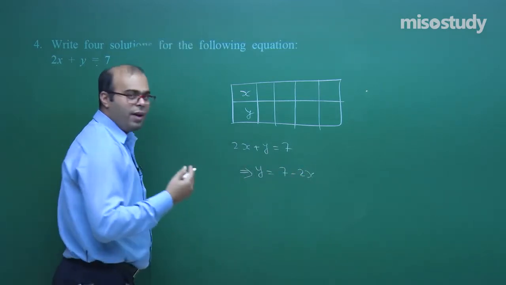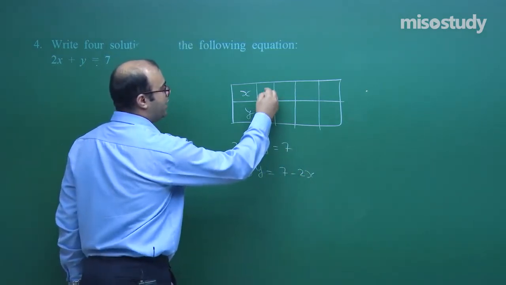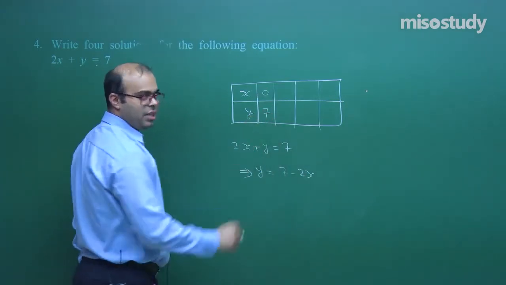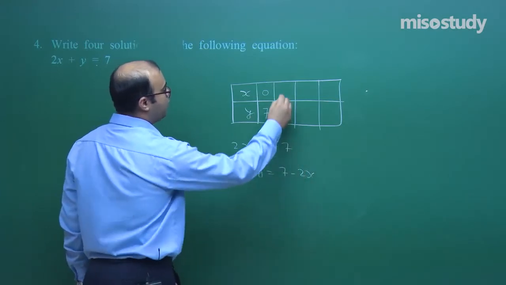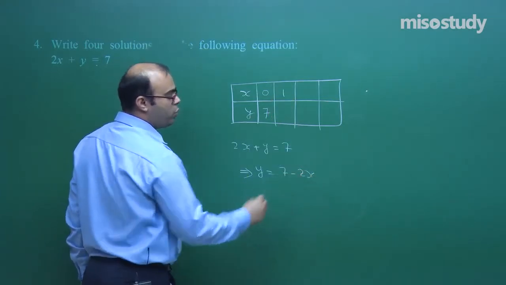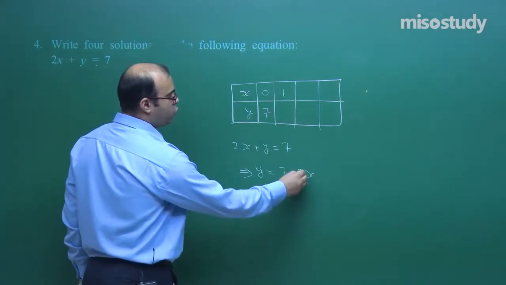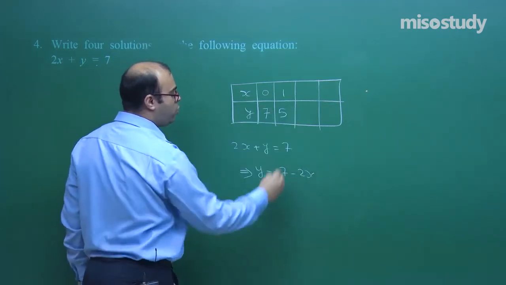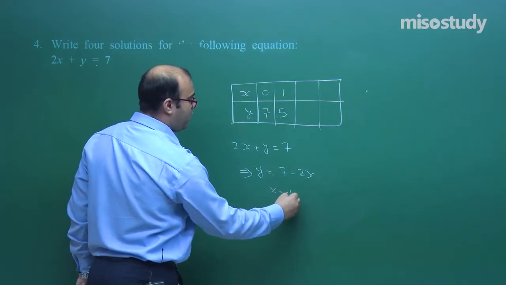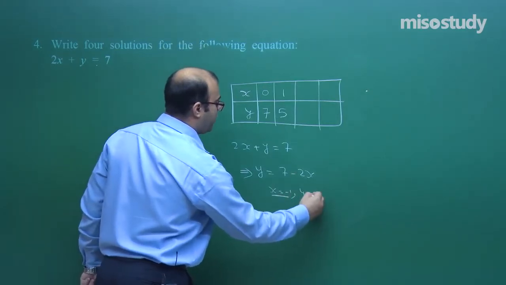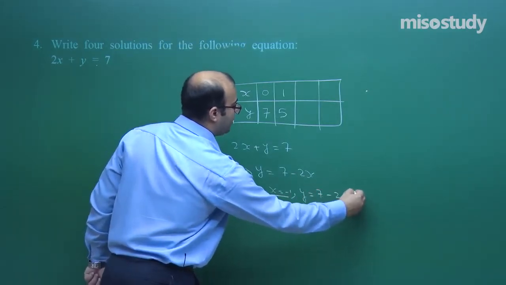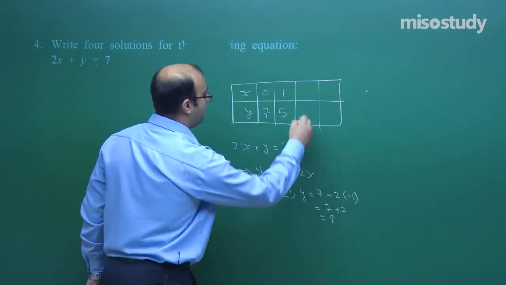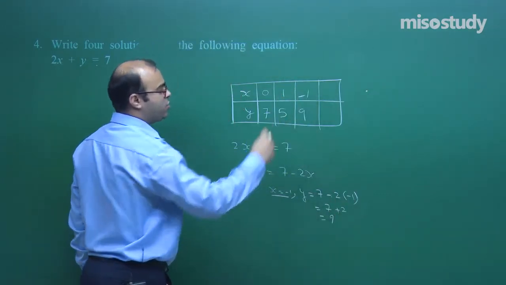Okay, now let us put the values of x. I want to put x equal to 0. This will become 7 minus 0, that is y is 7. If I take x is equal to 1, this will become 2 into 1, 2. So 7 minus 2 is 5, y will be 5. If I take x is equal to minus 1, then what will happen? y is equal to 7 minus 2 times minus 1. So 7 minus minus becomes plus, plus 2 is equal to 9. y will be 9 if I am taking x as minus 1.